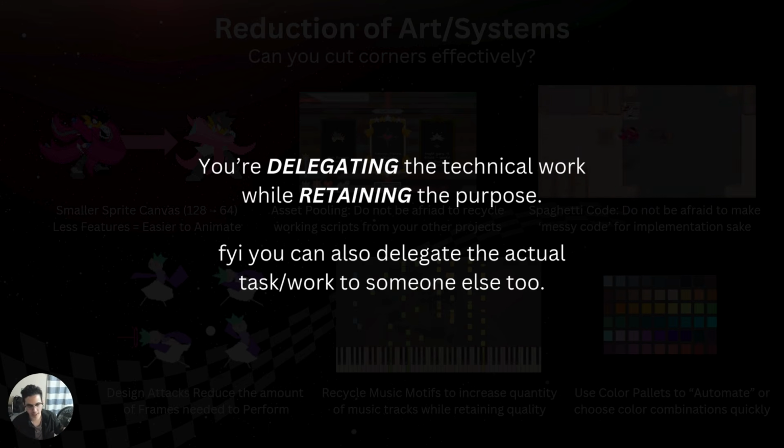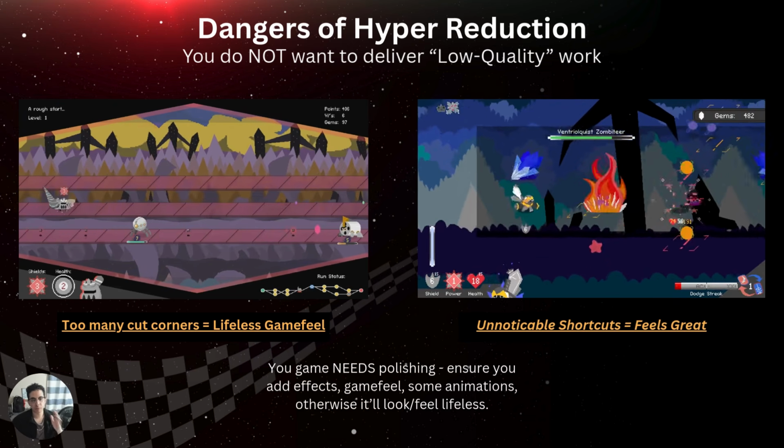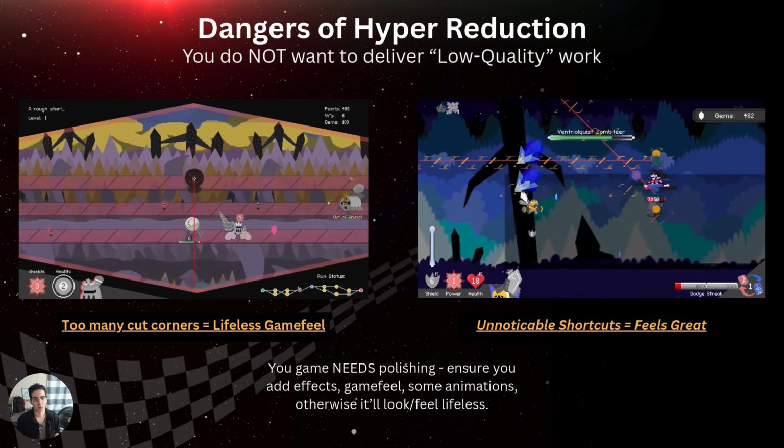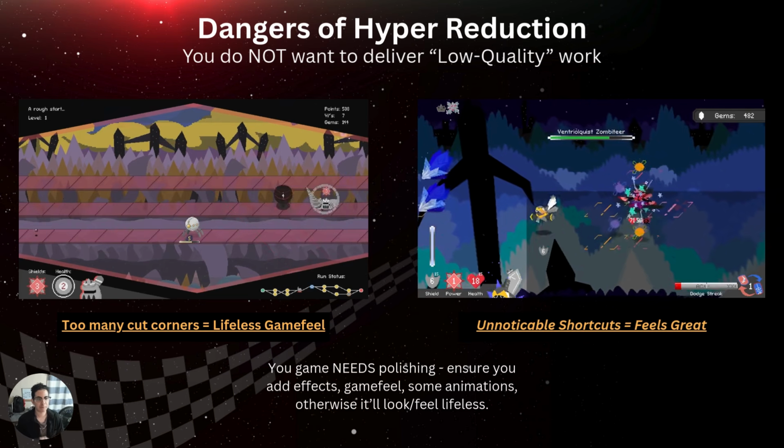And by the way, you can also delegate the actual work to someone else. If you know a sprite artist, for example, give them the sprite artwork. You can go ahead and work on the programming. But the message is the same. Delegate, delegate, delegate technical parts. Keep the output the way that you want it to, and just see what are the shortcuts you can continue to take without losing the quality of the game. And by the way, you have to be very careful with shortcutting, because if you do this too often, or if you cut too many corners, your game might feel lifeless, right?